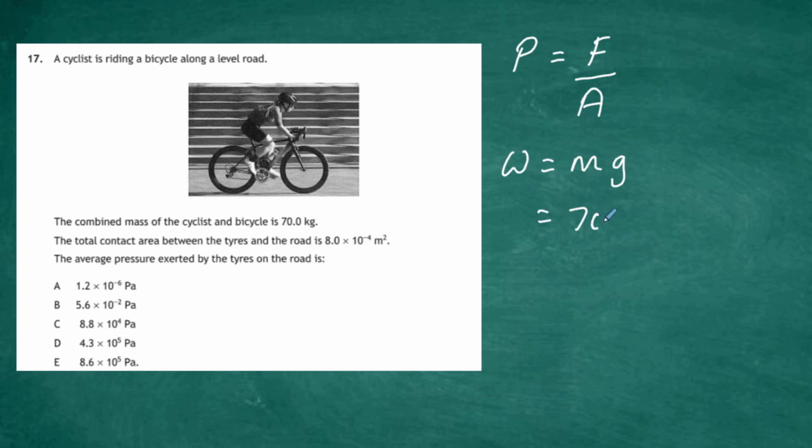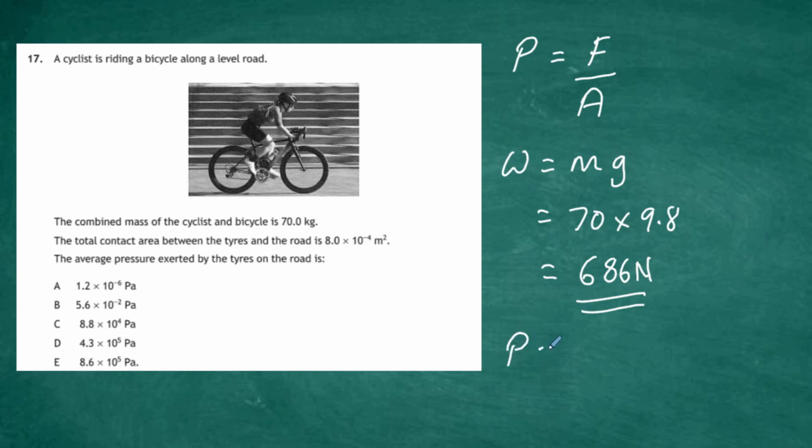So we only have 70 times 9.8, and that's going to give us the weight of the actual bicycle and the person, which is 686 newtons if you do it in your calculator. So now we've got the actual force, which is the weight pressing down. We can go ahead and work out the pressure.